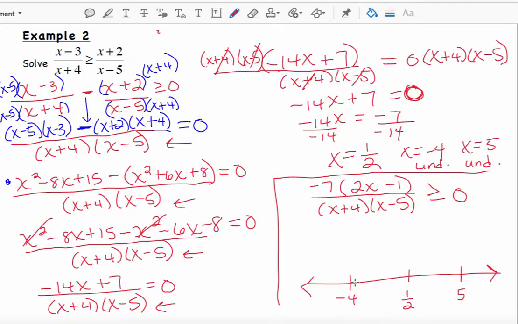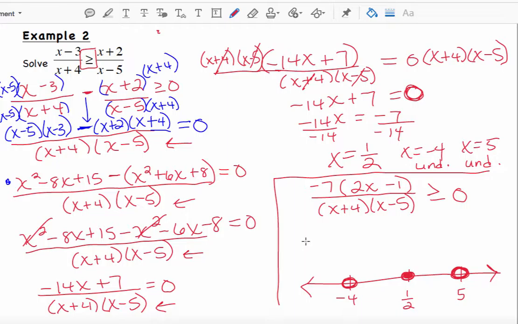And the two undefined numbers are going to have open circle, guaranteed, no ifs, ands, or buts. The undefined critical numbers are always open circle. And the 1/2 there is going to be closed circle because the original symbol is greater than or equal to. And so now we just have to test a value in each region.